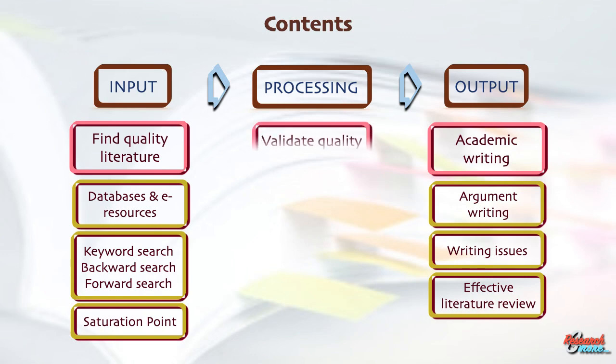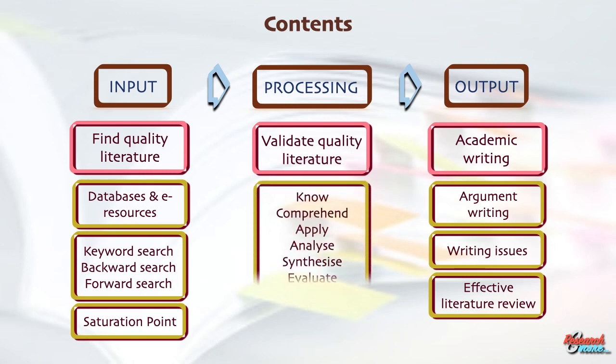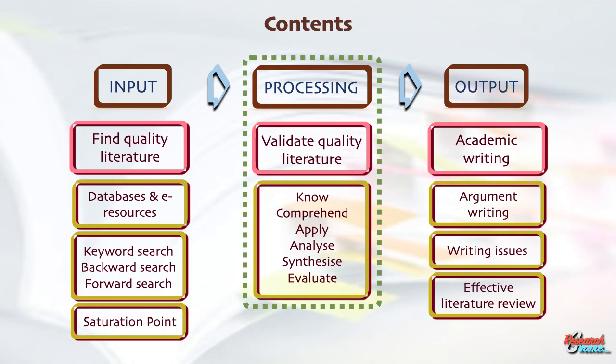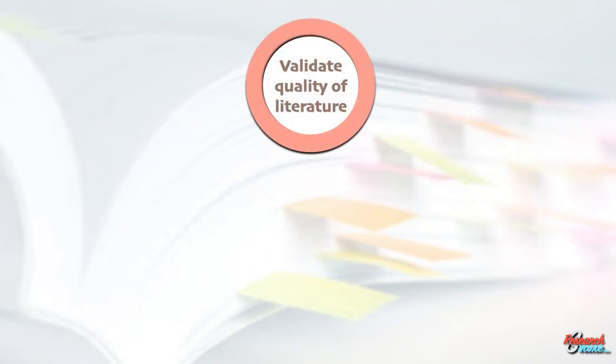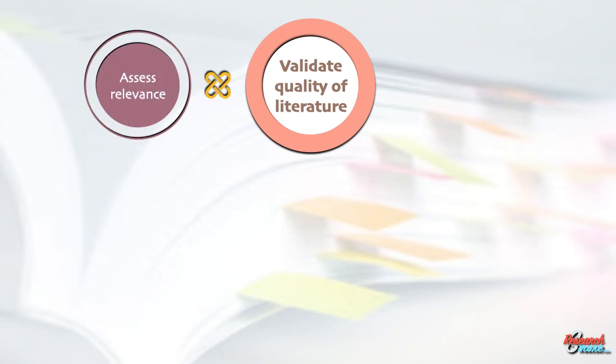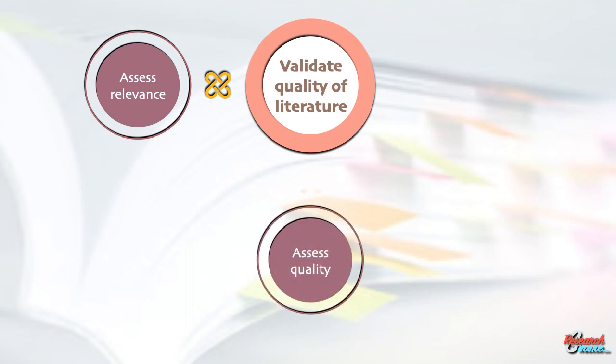Before we begin processing the articles we have accumulated, it is necessary to validate the quality of all those articles first. Processing of the literature involves a 6-step process. Validating the quality of the literature typically involves 3 steps: assessing the relevance of the literature, assessing the quality of the literature, and extracting the data.